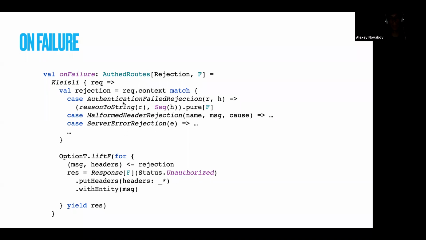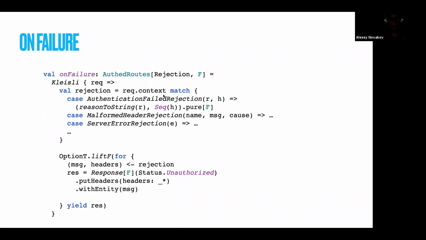So rejection is some custom code that we will write, an ADT that has a couple of reasons for rejection. One of them is authentication failed rejection. There also could be a malformed header, or a final or fallback error, server error rejection, meaning there is some bug in the server code, or some network problem with the downstream services that this HTTP service is using. And we return back the response, where we basically say that you are unauthorized right now, and we return back some message, right?